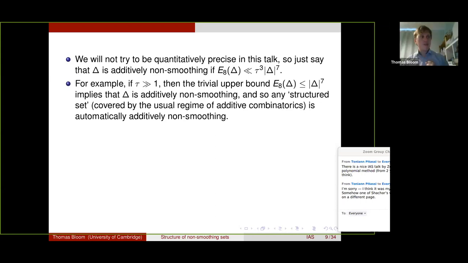So it's measuring a different kind of structure. In a way, it's measuring structure along a different axis, right? That axis is how large E4 is, and the more the better. Then how non-smoothing it is is measuring a completely orthogonal kind of structure, if that makes sense.